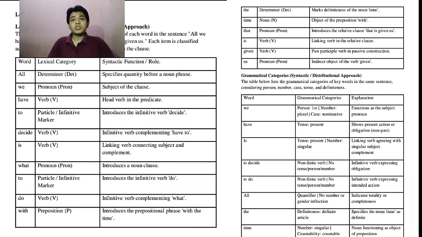The cleft test also confirms this. We can say "it is who you are that doesn't matter." The sentence remains grammatical, showing that the highlighted phrase functions as a single unit within the structure.